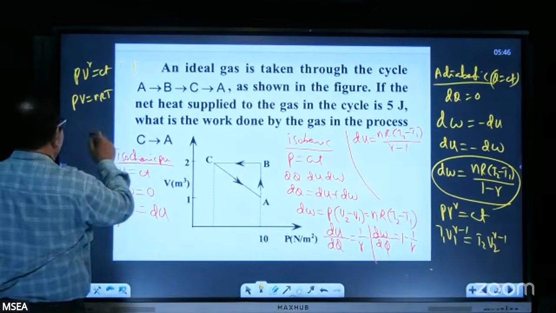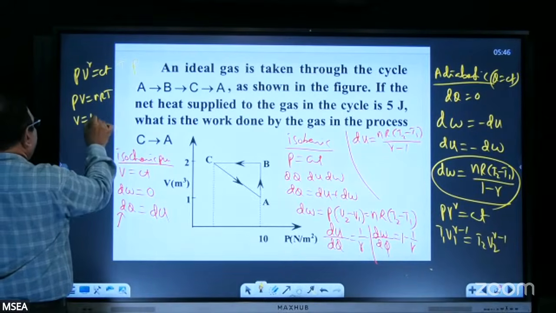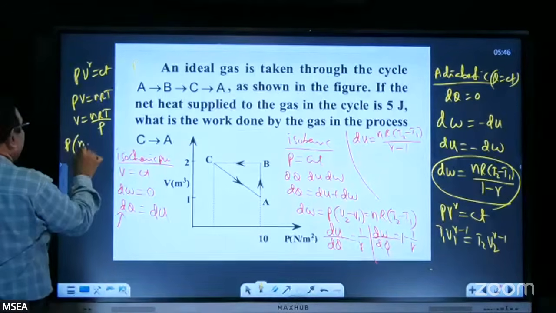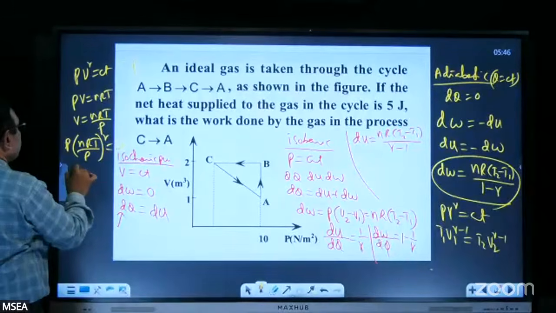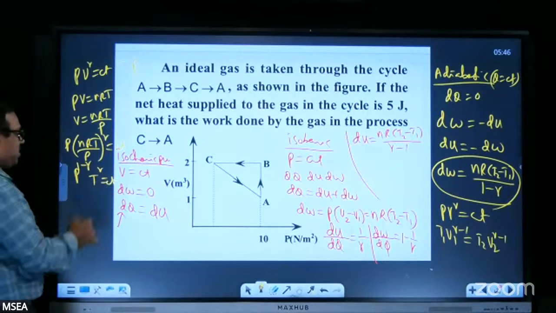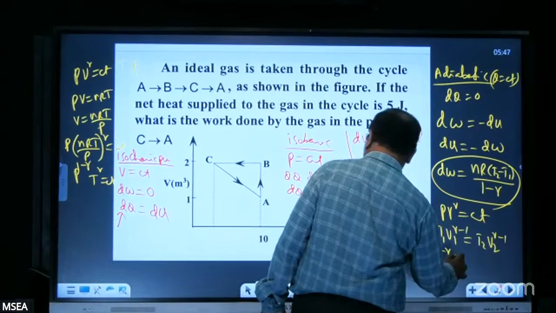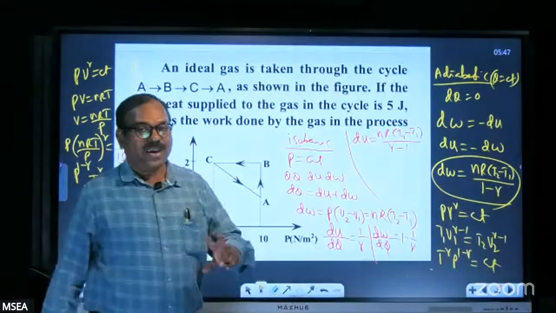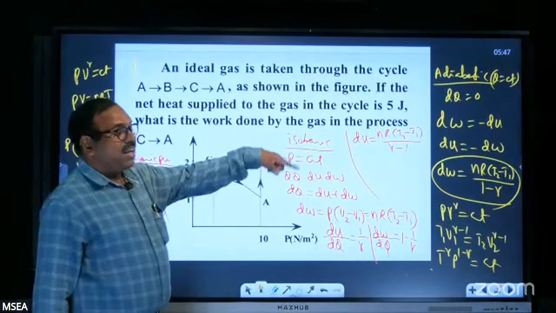So let us take the TP relation. PV is equal to nRT. We want T and P, so V should not be there. Wherever V is there, we can write nRT by P. If I substitute here, we get nRT by P to the power of gamma, or simply, with P to the power of 1 minus gamma, T to the power gamma is constant. We can remember it like this also: T power gamma into P power 1 minus gamma is constant. This gives the relation between PV, TV and also TP in the adiabatic process.